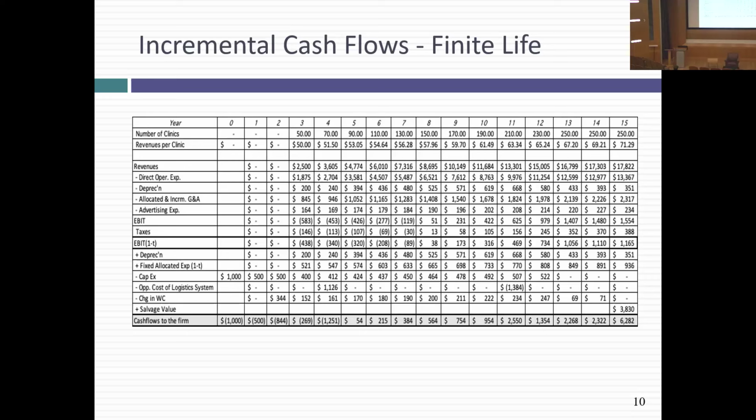My free cash flows to the firm are negative until year 4, turn positive in year 5, and then build up over time. In year 15, because I'm running this project to end in year 15, I stop the project and salvage. I assume the salvage value will be equal to the book value of the assets. Why do I do that?